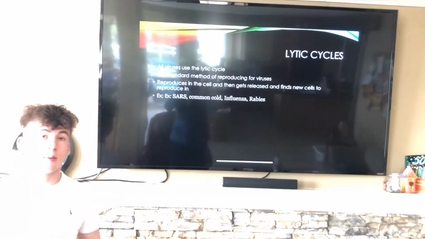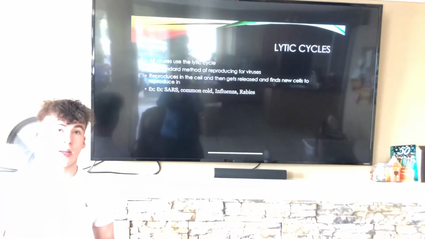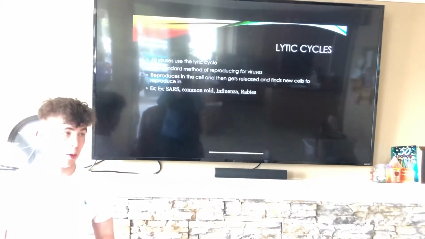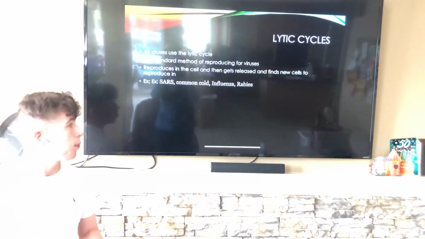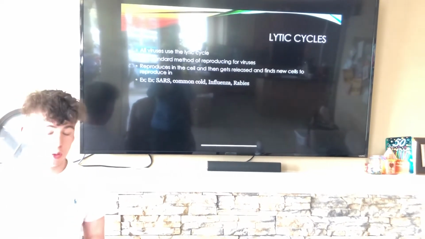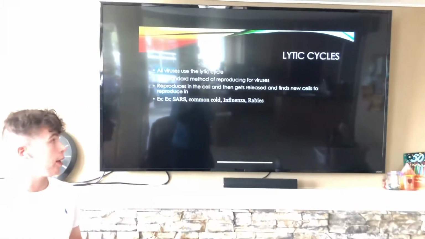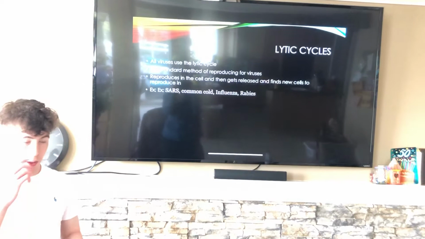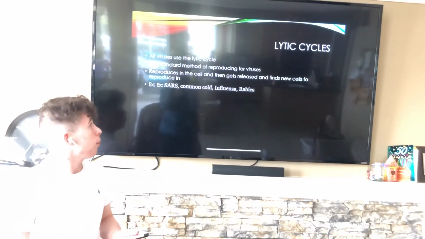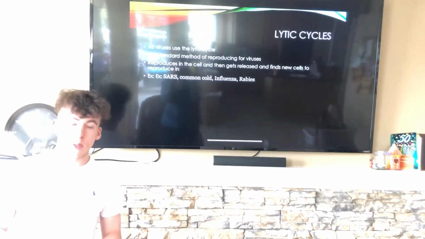Now let's get into talking about the specifics of the lytic cycle. So all viruses use the lytic cycle to reproduce. Some use more than one, but all viruses do use the lytic cycle to reproduce. This is the standard method of reproducing amongst viruses. It reproduces in the cell and then gets released to find new cells to attach onto, as we talked about in the previous diagram. Some examples of this are SARS, the common cold, influenza, or rabies.